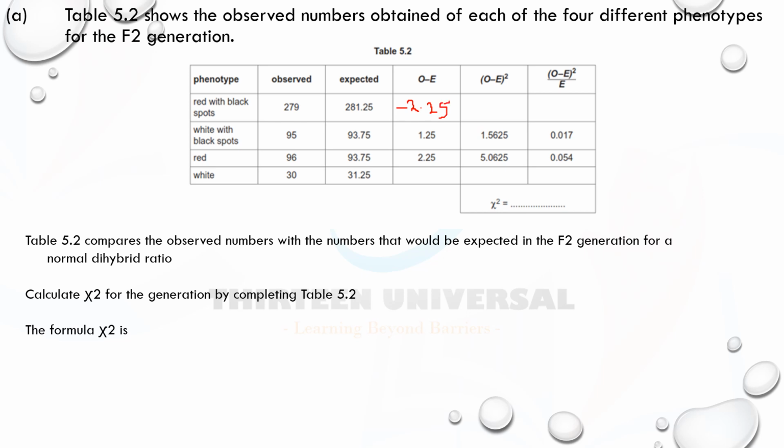So now this says you should square it. So of course, it's going to give you a positive sign. All right, a positive sign. So if you say minus 2.25 squared, it will give you plus what? It will give you 5.0625. All right, so write it out.